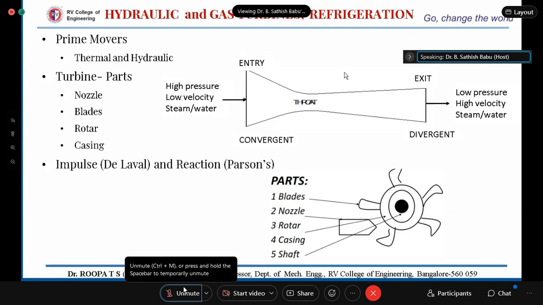So when it passes through the nozzle, crosses the throat region and exits from the throat region, when it reaches the exit, it will be having low pressure and high velocity. So at the entry, high pressure, low velocity, and at the exit, low pressure and high velocity. Okay, this pressure energy is converted into velocity. So it will be gaining very high velocity. Okay, so how is this effect happening?